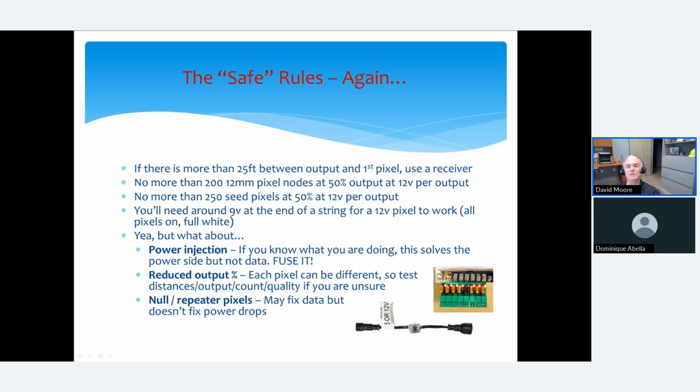That is assumed to be all the pixels, all on, all white. Because if you're just doing red, you're only using at best a third of the power, right? So you're probably not having a raw problem with power at that point. So you're always looking for the worst case scenario, all on, all white at the same time.